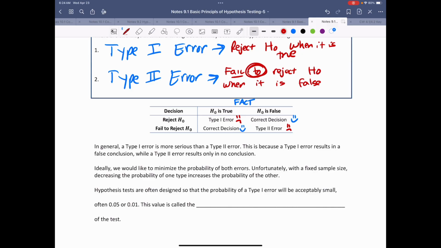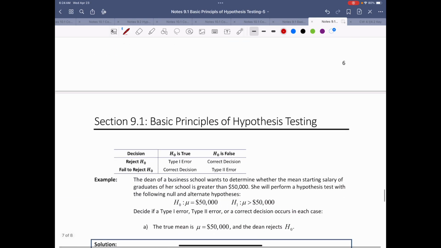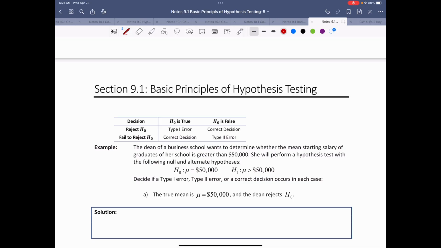Unfortunately, with a fixed sample size, as you decrease the chance of type 1, you increase the chance of type 2 and vice versa. So that's what you got to be careful of. Hypothesis tests are often designed so the probability of a type 1 error will be acceptably small. Most of the time it's 0.05, sometimes 0.01, it can be anything. This value is called the significance level of the test.